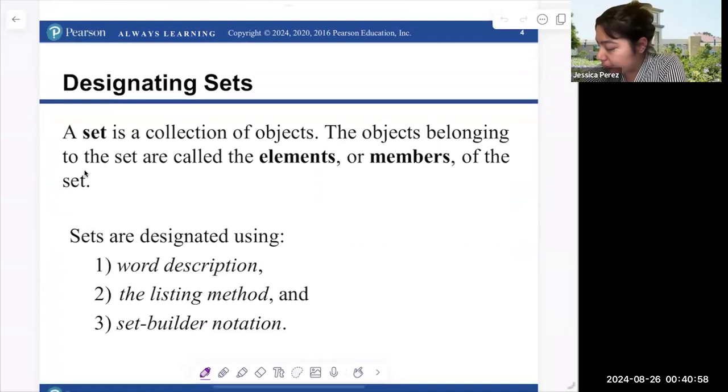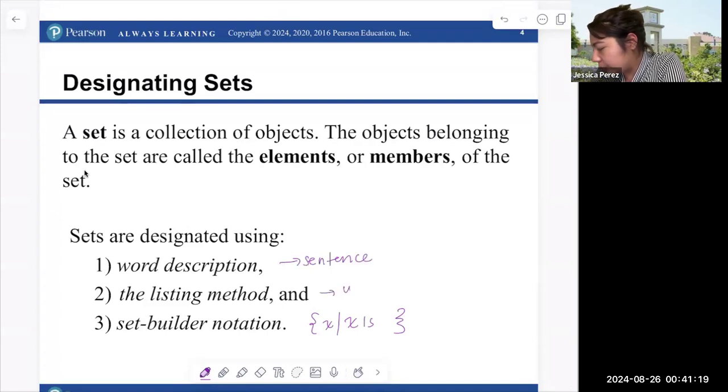A set builder is something like: x such that x is blank. A listing method, you're just listing them out, and a word description is just a sentence, writing it out.